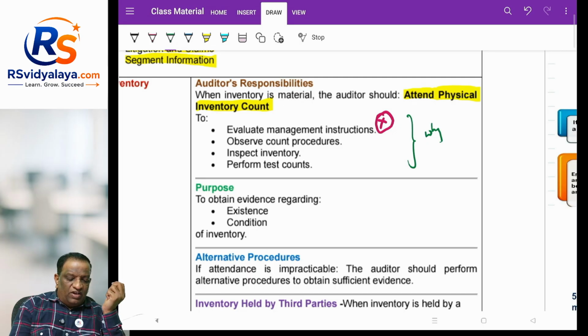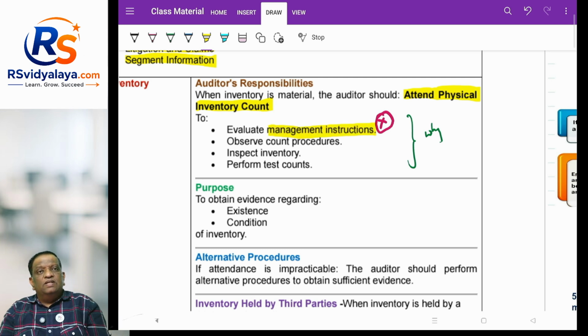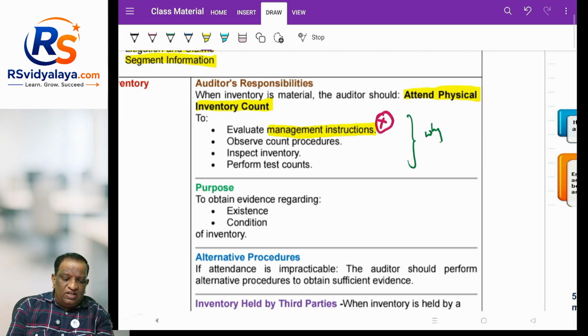First one, to evaluate the management's instructions. That is, for conducting fiscal verification, if any instructions have been set by the management, the auditor should evaluate them and see whether the management instructions have been complied with. Now, mark it as A category from an exam perspective, particularly this piece. I have marked it with 1 star. On this point alone, you are getting case study questions. I will show you the questions, how he is asking. So, point 1 is to evaluate the management instruction.